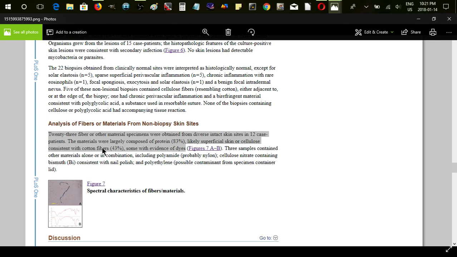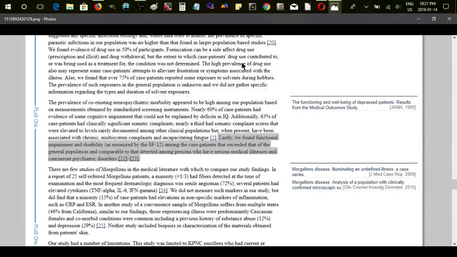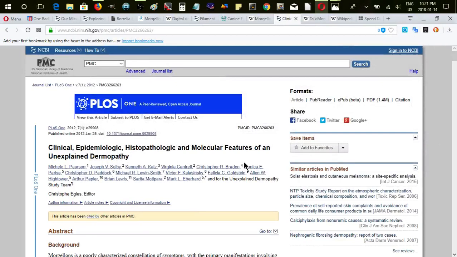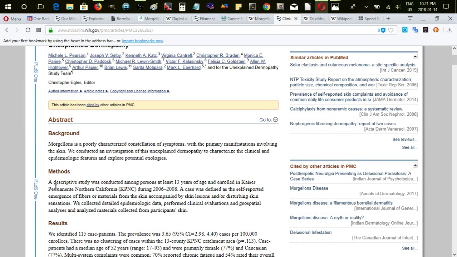But here is the glaring error that the CDC people made. Largely composed of protein. Likely superficial skin or cellulose. Cellulose isn't protein, it's a polysaccharide. So they cannot say cellulose is protein because it absolutely is not. So this is a huge mistake here. And we'll close this off now and I'll show you a couple more things where they might have messed up. So, descriptive study.